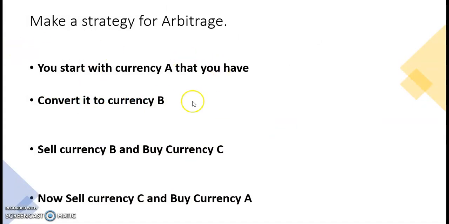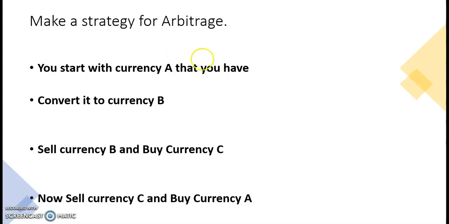Now, having said that, we have to pick a strategy for triangular arbitrage as we did in locational arbitrage. So the strategy looks quite simple. You start with currency A that you have on your hand, whether it's Pakistani rupee or dollar or Mexican peso. The rule of thumb for arbitraging is that you start with the currency on your hand, and you end up with the currency that you initially had on your hand. That is the only way to earn it.